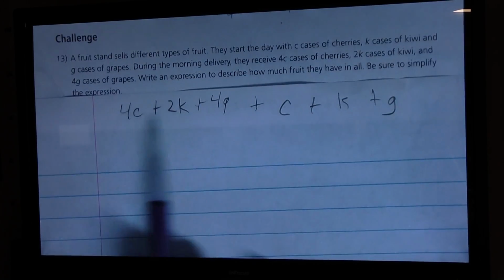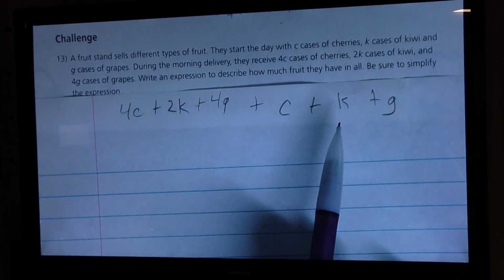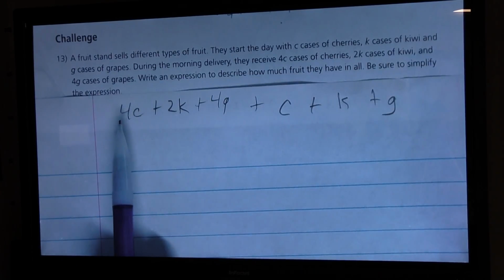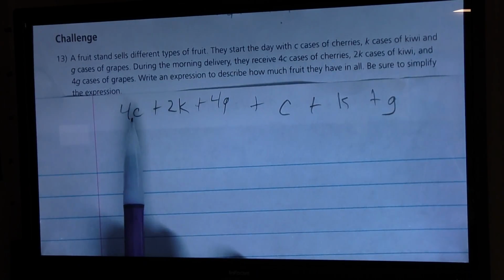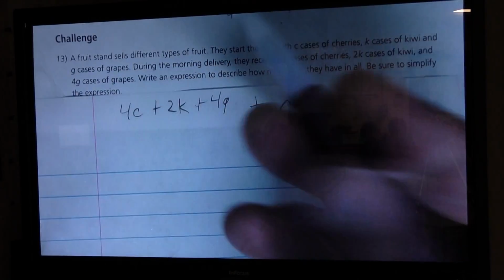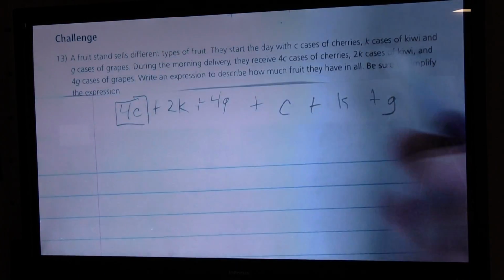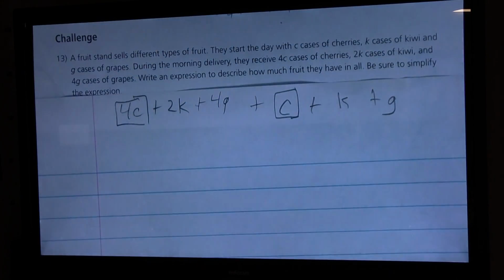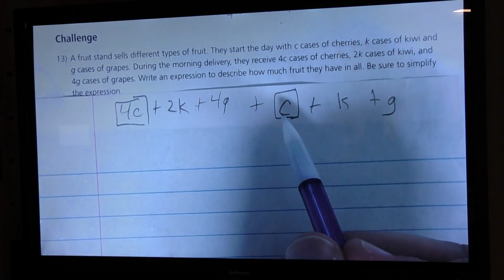For us to add this to this, we have to get our like terms together. So here we have the cherries, 4C. Now, what am I going to get when I add 4C to just this C by itself? Okay, what am I going to get when I add those together, Kyrell? 5. 5 what? C. 5C. Now, why do you think we can take 4C and C and get 5C? Because it's understood that the variable alone gets 1 as a coefficient. Yeah, because it's a variable by itself, it has 1 as a coefficient, that's understood.